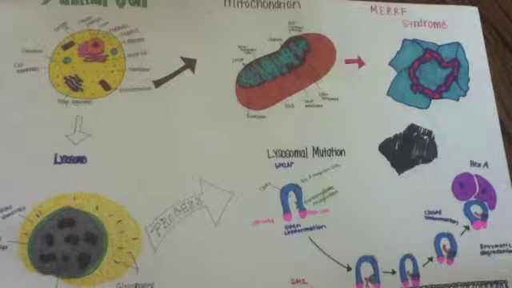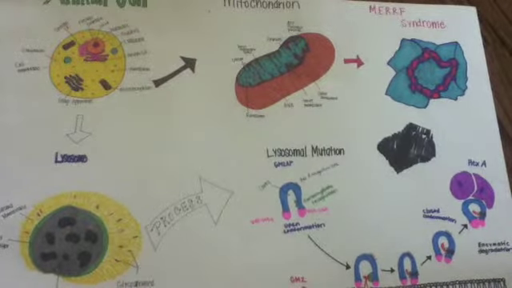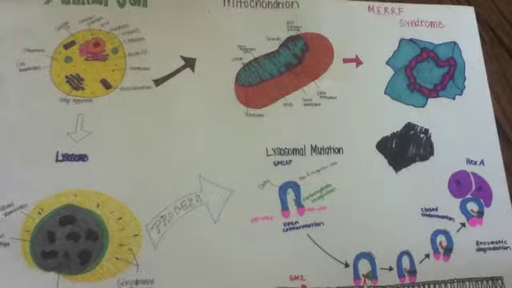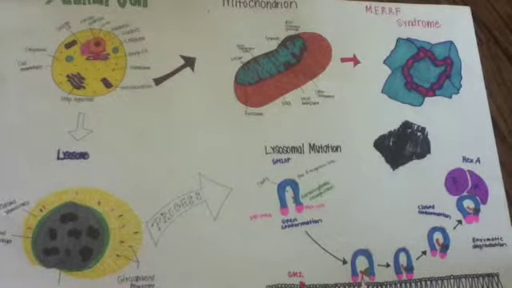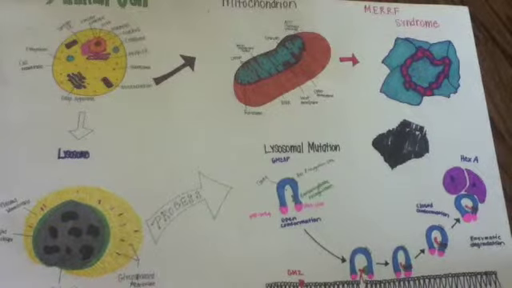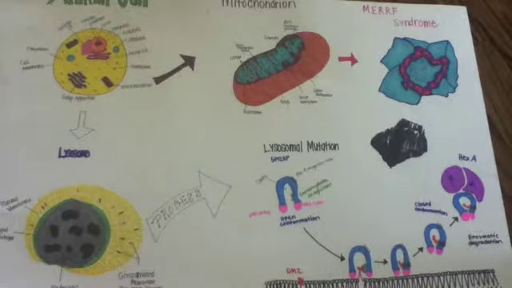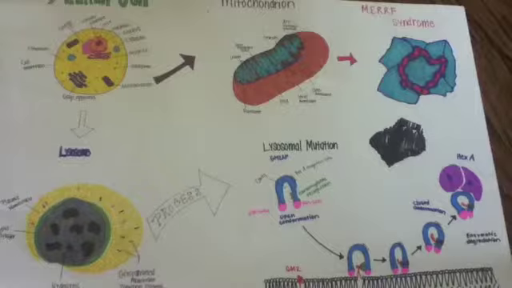Hi, this is Erin Balding, and this is my hand-drawn project on certain diseases that occur because of misfunctioning of organelles in the cell. The only diseases that I will mention are called Murph syndrome and Tay-Sachs, which are associated with the mitochondrion and lysosomes.